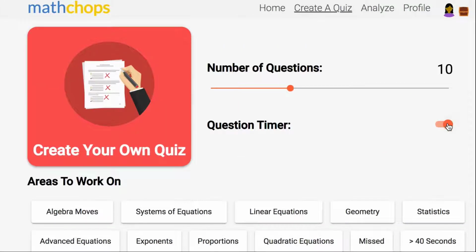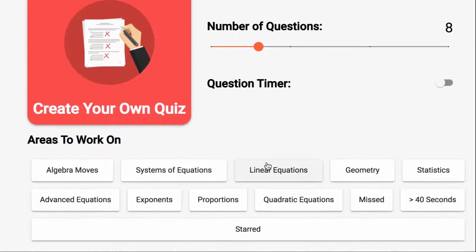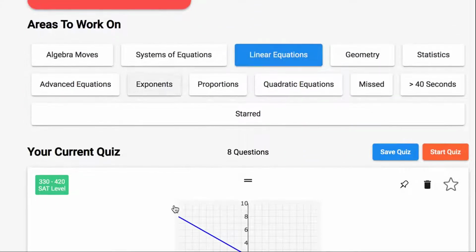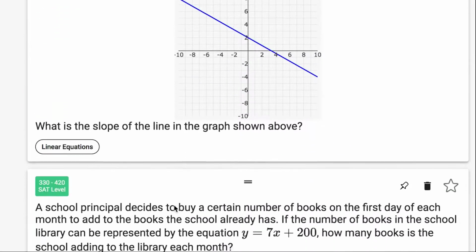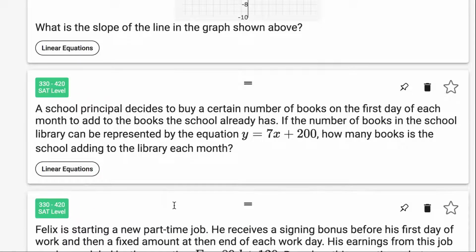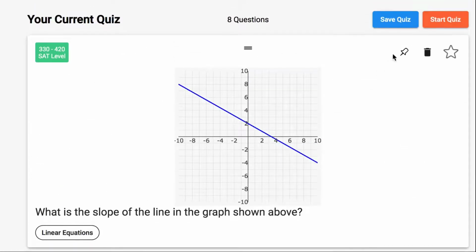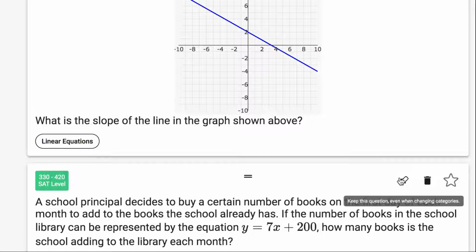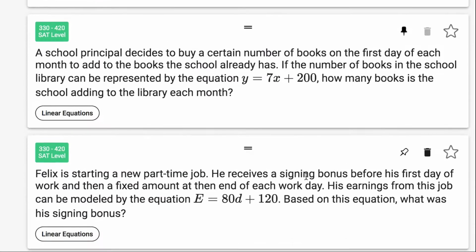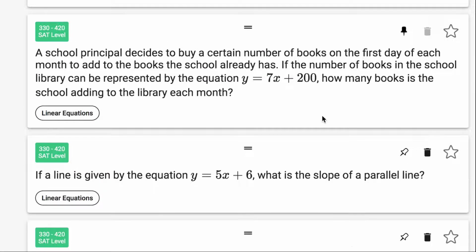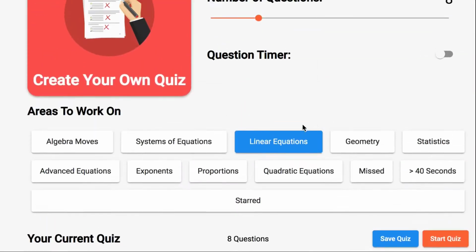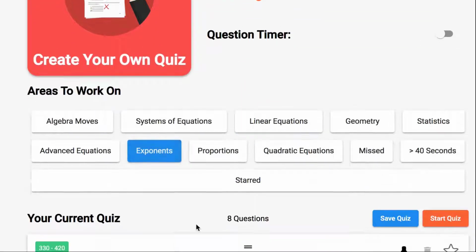I can turn off the timer, change the number of questions, and restrict it to a certain category. It automatically suggests questions at the level of my student, but I can handpick the ones I want by either clicking the pin button to lock a question in, or the trash can button to get rid of it. I can also create quizzes with multiple categories, and then it will give me a blend of the two that I pick. If you click Save, the quiz will appear on their homepage.